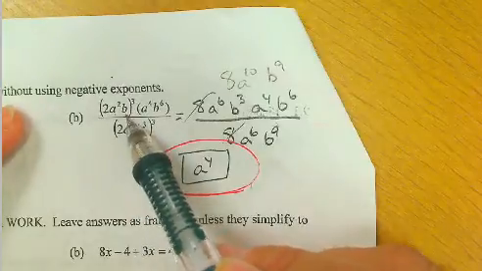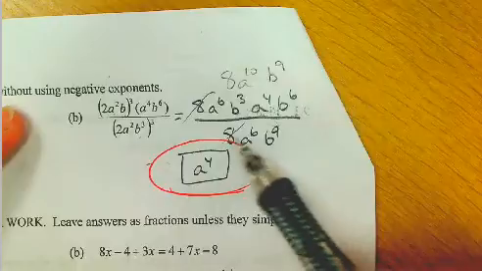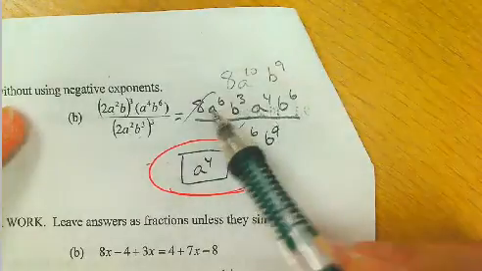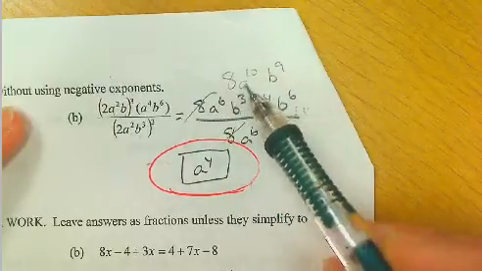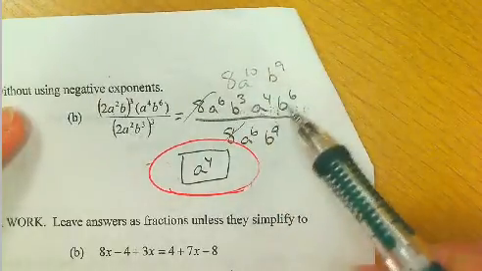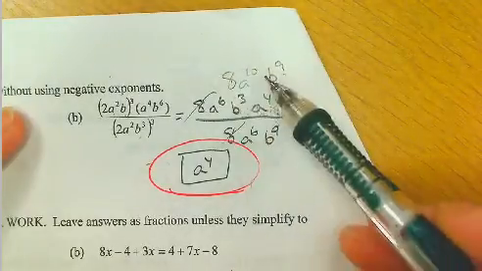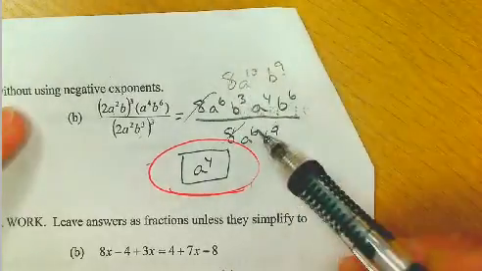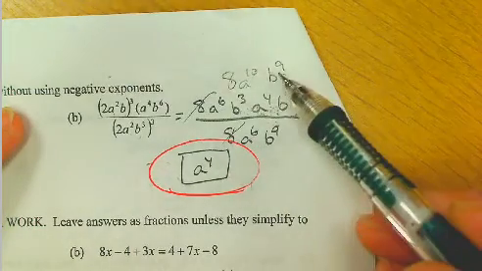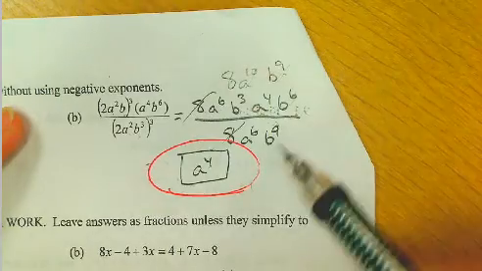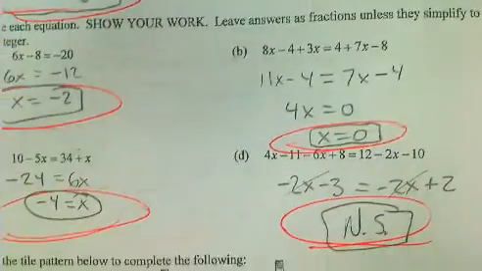Cube it, cube it, cube it. That's how I got that part. So I got this part. Then I went a to the 6th, a to the 4th, it's a to the 10th, b to the 3rd, b to the 6th, b to the 9th. 8 divided by 8 cancels out. A to the 10th over a to the 6th, you can subtract the exponents, you get a to the 4th, so that means it's on top. B to the 9th over b to the 9th gives me 1, so it's just a to the 4th.